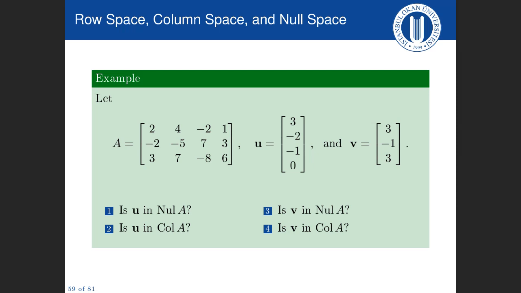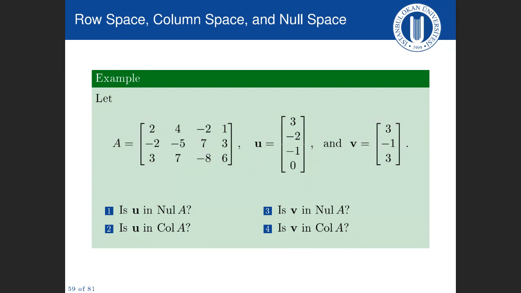Let A be this 3 by 4 matrix, let u be this vector in R4, and let v be this vector in R3. Four questions. Is u in the null space of A? Is u in the column space of A? Is v in the null space of A? Is v in the column space of A?